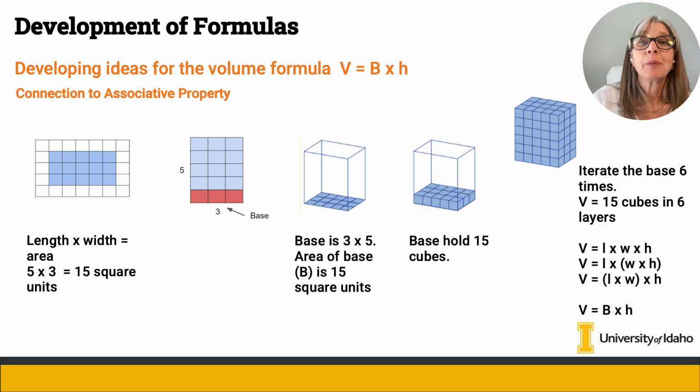Once we determine that a base of a box is 15 cubes, we can iterate that base 6 times, or we can decompose this prism using different layers. We can take the width layer and iterate it 5 times, seeing the associative property at work and being flexible with our groupings. Through exploration, we can establish that the length times width equals the base, and the base times the height gives us the volume. But here we can move to additive volume shapes.